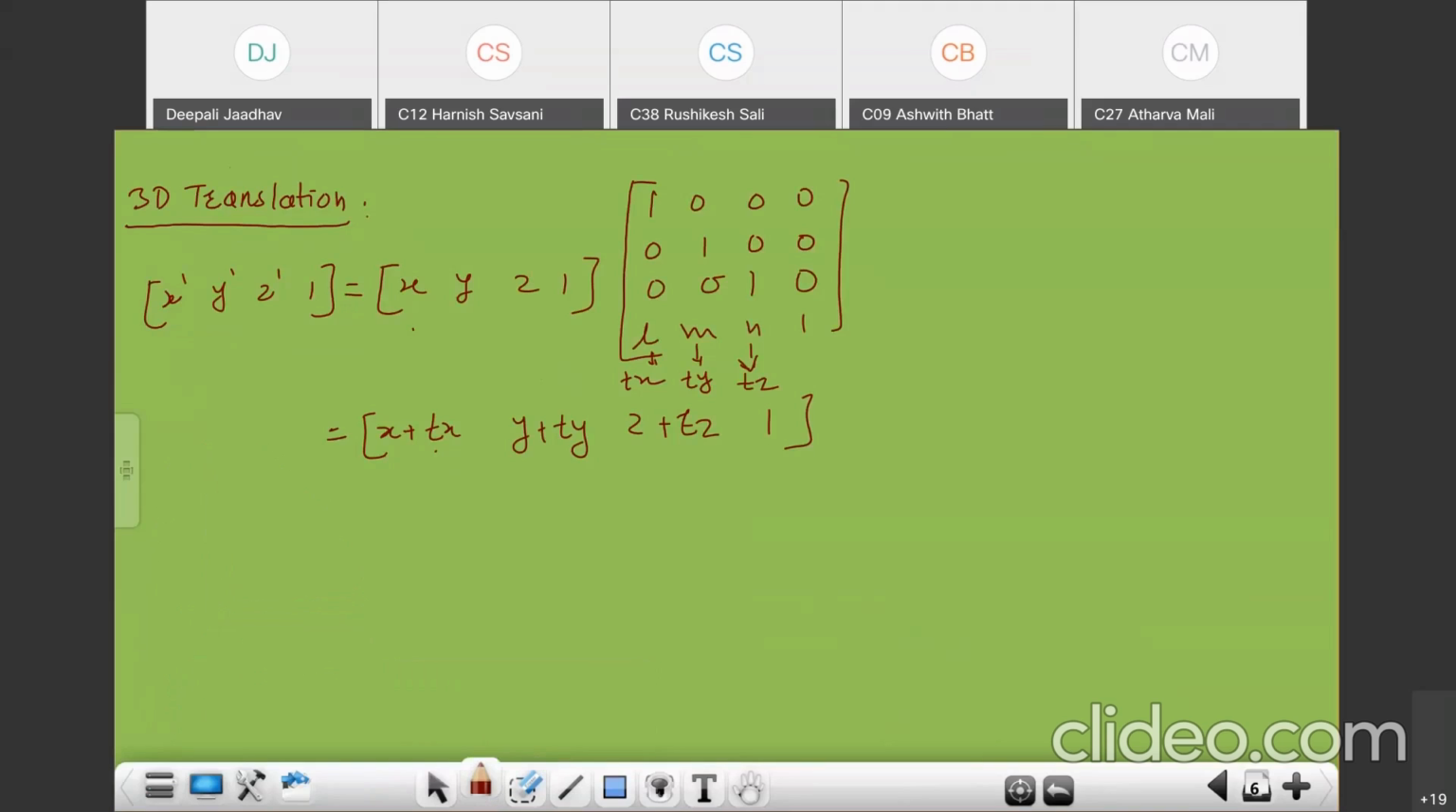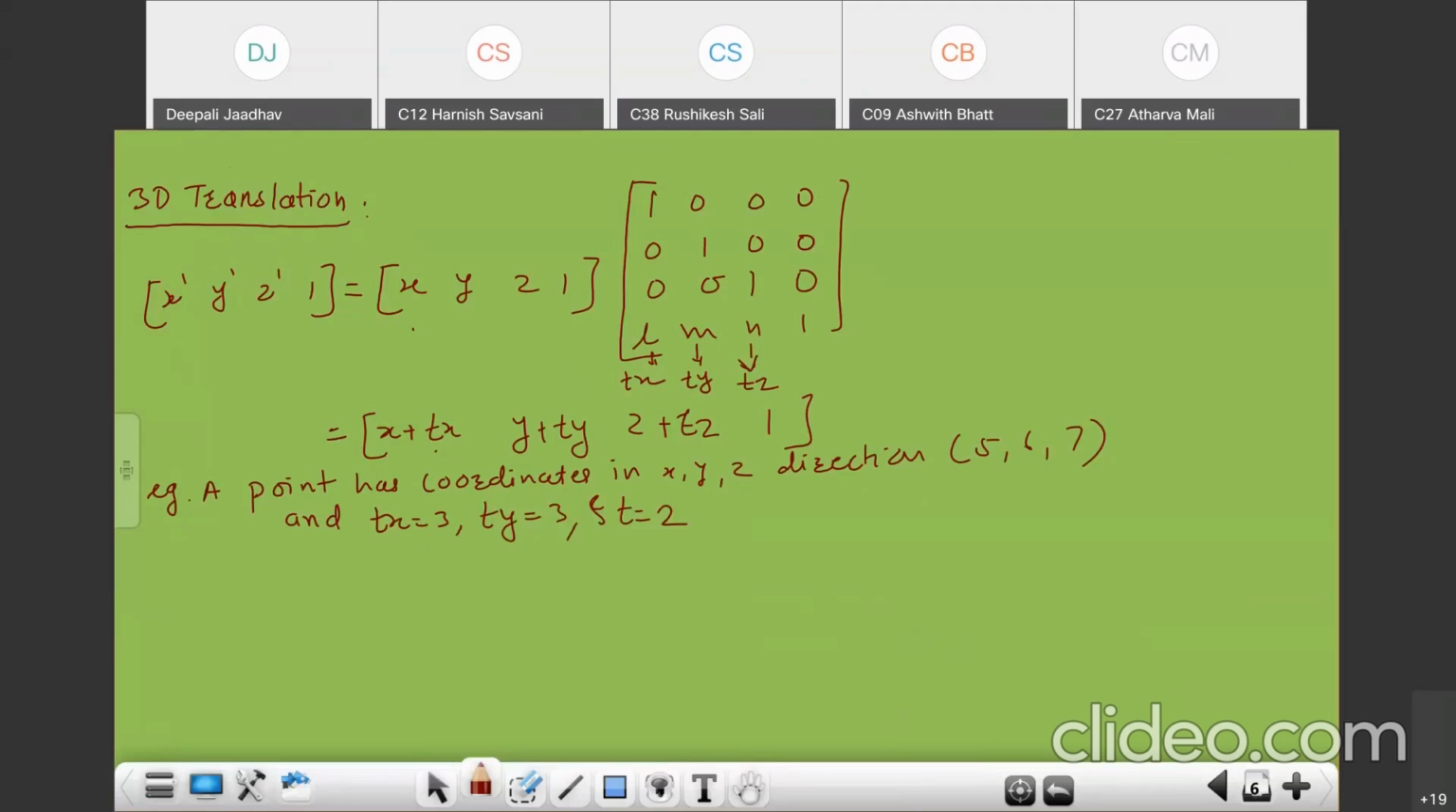In the example, a point has coordinates in the x, y, z direction: 5, 6, 7. And we want to translate it with the values tx is equal to 3, ty is equal to 3, and tz is equal to 2. We have given the point in x, y, z, which values? X direction 5, y direction 6, and z direction 7. By writing in this format, the result is equal to 5, 6, 7.